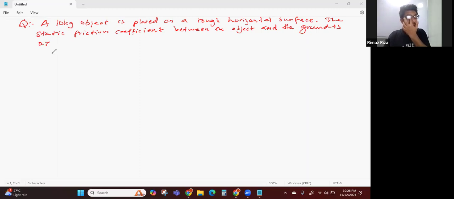What is the unit of friction coefficient? What is the unit of static friction coefficient? Guys, okay. So it has no units. The static friction coefficient between the object and the ground is 0.7.